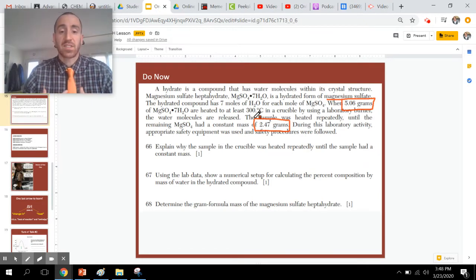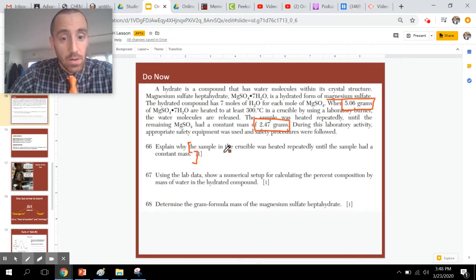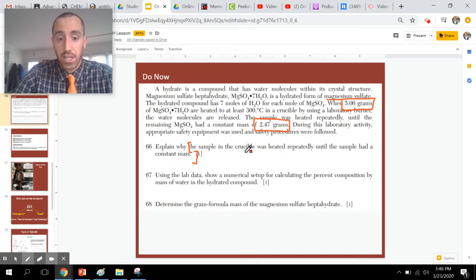So my answer for number 66 would be, again, I try to use the question to help formulate my answer: the sample in the crucible was heated repeatedly until the sample had a constant mass because we wanted to make sure all of the water was removed. That's it. You want to make sure you got rid of all the water, and that's your answer for number 66. That gets you 1 point.